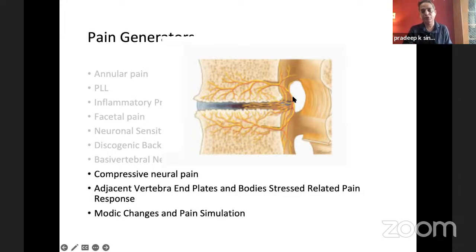In such cases, if you're addressing only the disc, removing the disc, the back pain would not go. Probably the neural pain will go, but the back pain will still be there. So if you're doing open, transforaminal, or interlaminar, we have to do some thermal annuloplasty, or these nerves should be blocked or cauterized.